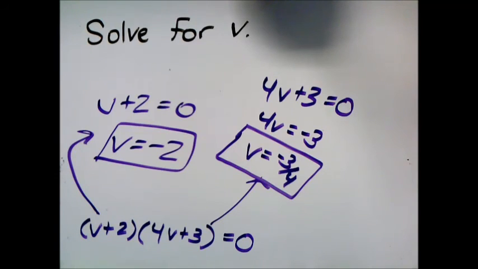So we have two possible answers that solve this quadratic. Two roots, or two things that we plug in to make the whole thing 0. Negative 2 and negative 3/4.